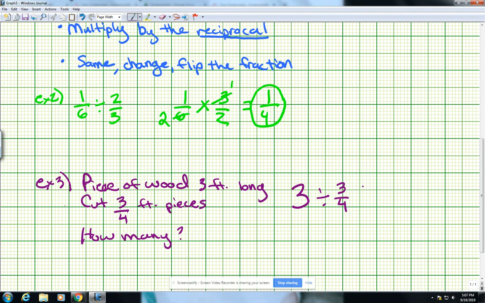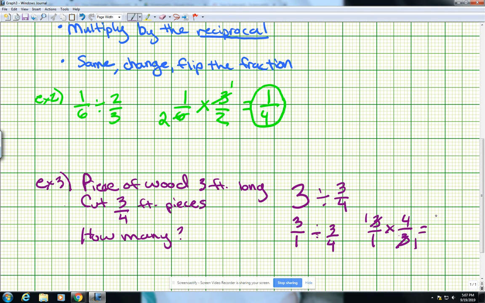So we're going to do this same strategy of same, change, flip the fraction, but we first need to figure out, what does this 3 look like as a fraction? So remember, if it's just a whole number, we're going to take that 3 and put it over 1. So this is really like saying 3/1 divided by 3/4. So if I same, change, flip the fraction, I keep 3/1 the same. I change the division sign to the multiplication sign, and I flip 3/4 to its reciprocal, 4/3. Now let's see if we can do any simplifying. 3 and 3 can go into 3 one time.